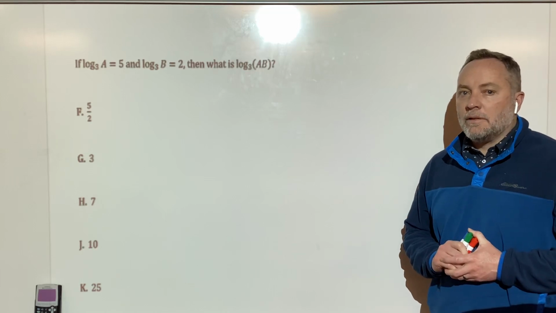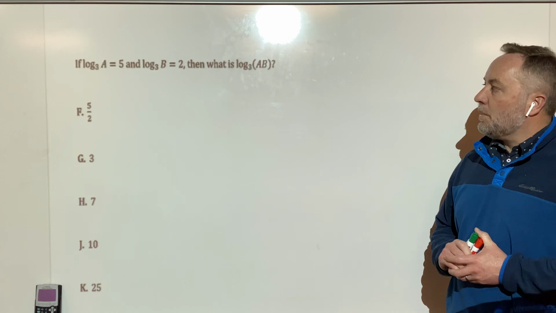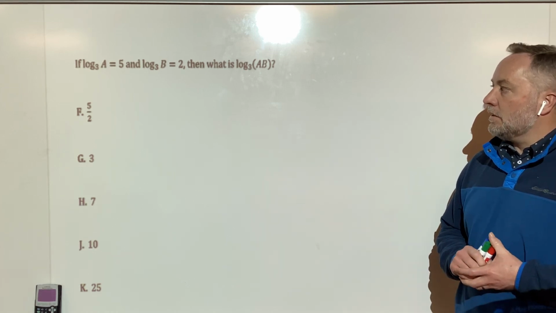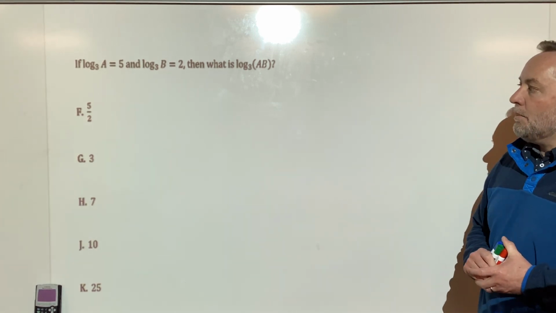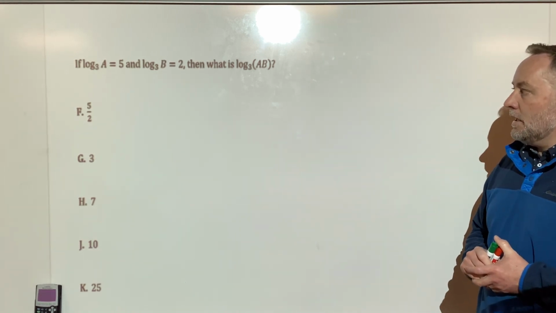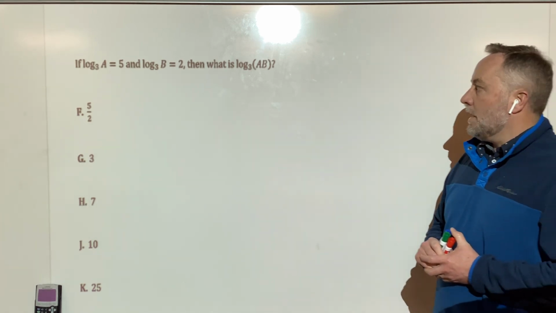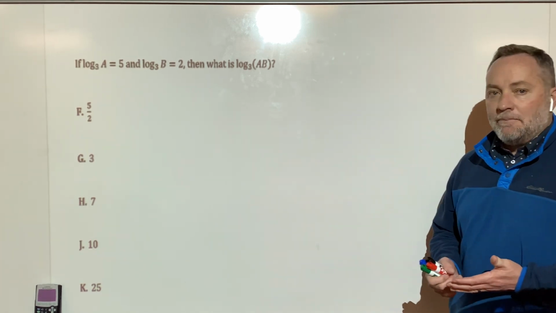This question is a logarithms question, and one that can be made pretty simple if we know one property and don't get bogged down in the notation. It says if log base 3 of a is equal to 5 and log base 3 of b is equal to 2, then what is log base 3 of ab?